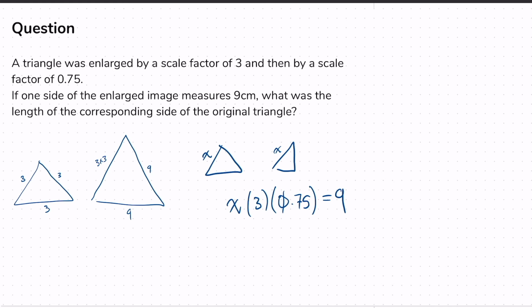So what is the original size? Well, if we simplify this, x times 2.25 is equal to 9. x is equal to 9 divided by 2.25, which is equal to 4 centimeters. So my original side over here was 4 centimeters all along.